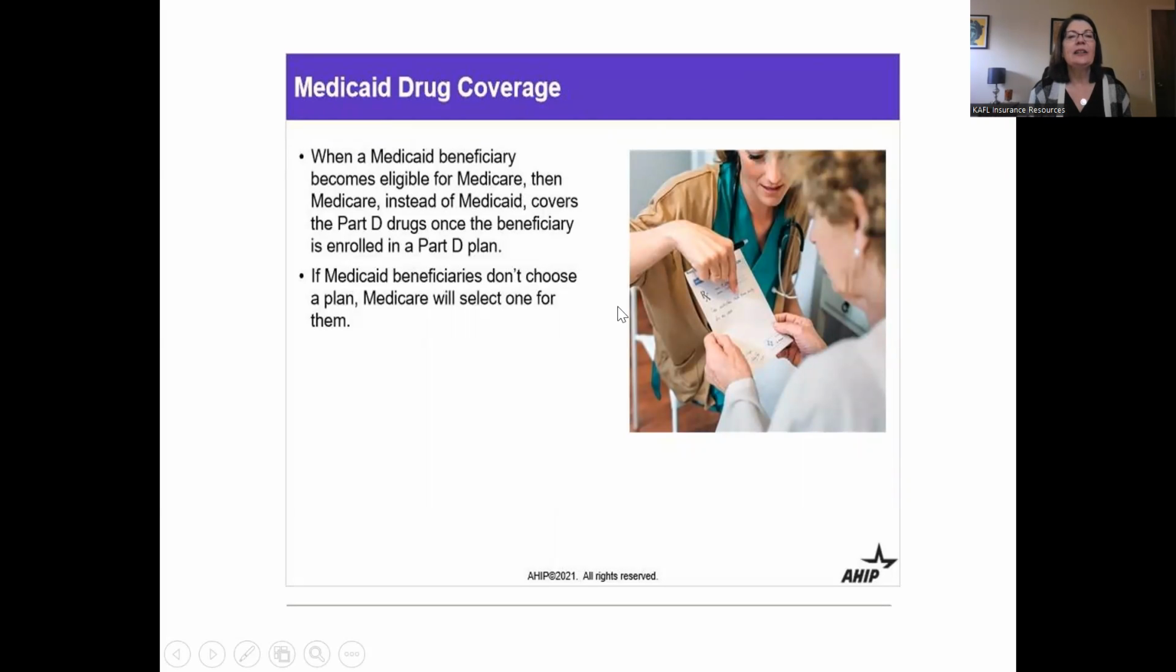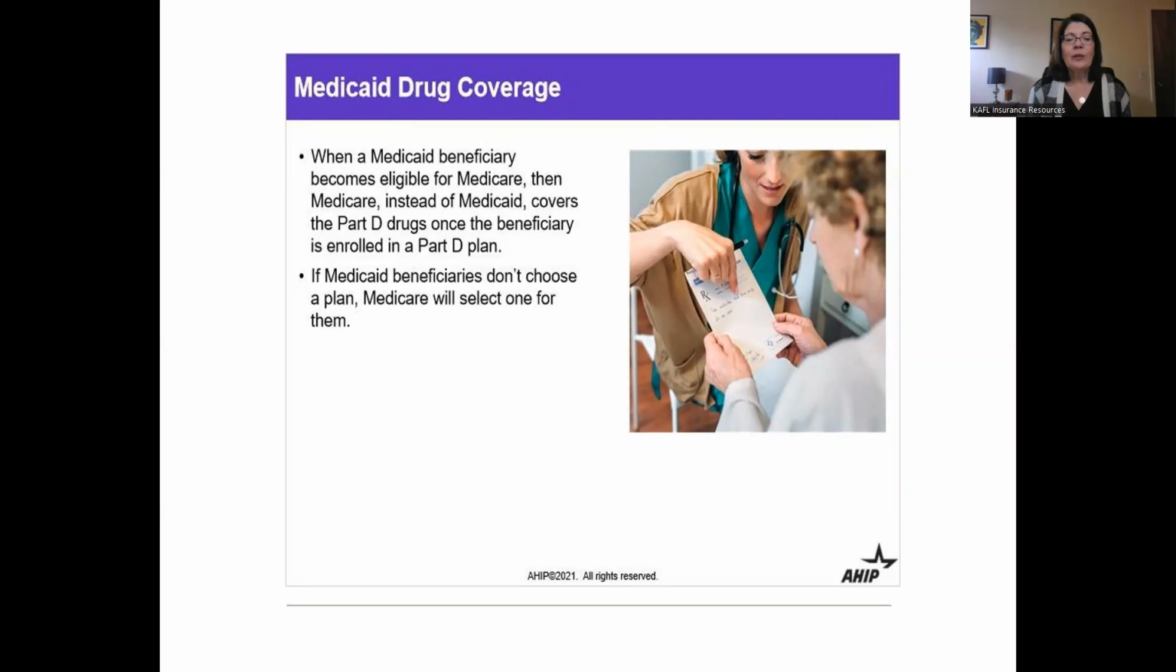So Medicaid drug coverage. When someone on Medicaid becomes eligible for Medicare, then Medicare, instead of Medicaid, covers the Part D drugs once the person is enrolled in a Part D plan. If Medicaid beneficiaries don't choose a plan, Medicare will select one for them. So I do occasionally hear from agents, they'll say, my client just got a drug plan card in the mail and they didn't sign up. Well, they got it in the mail because they didn't sign up.